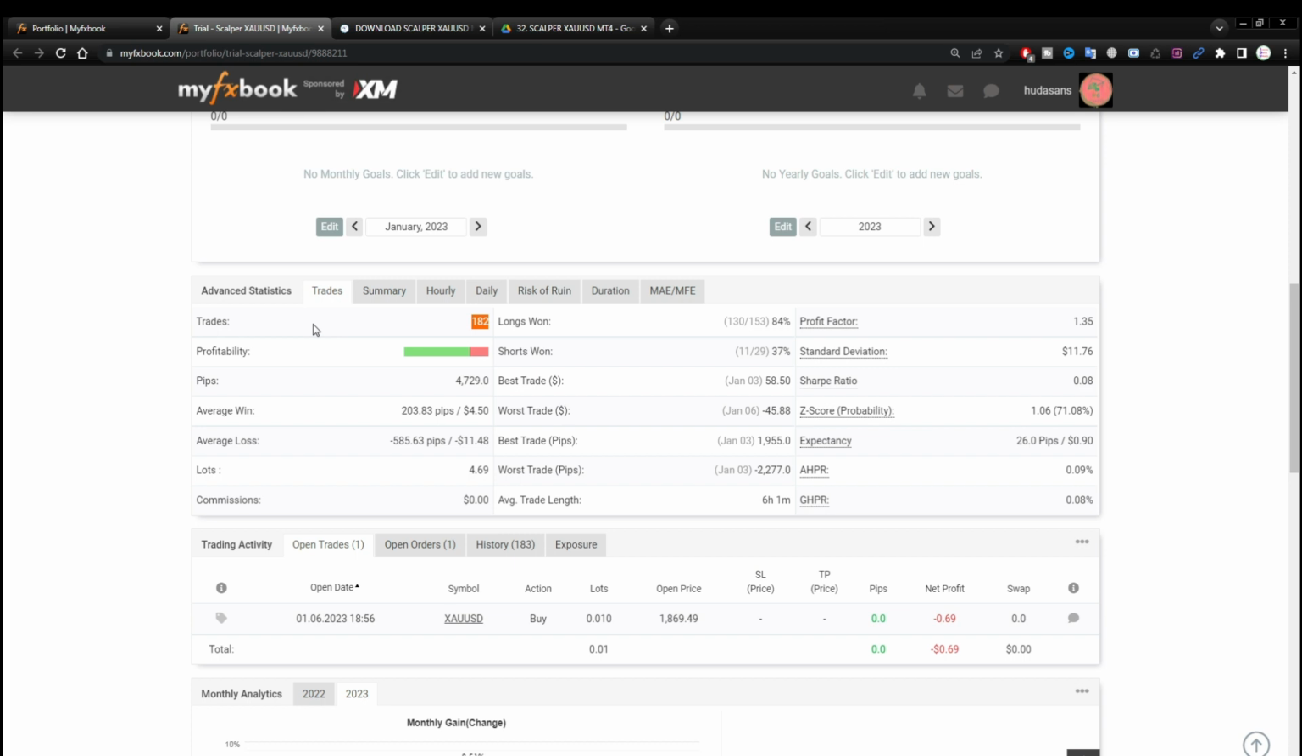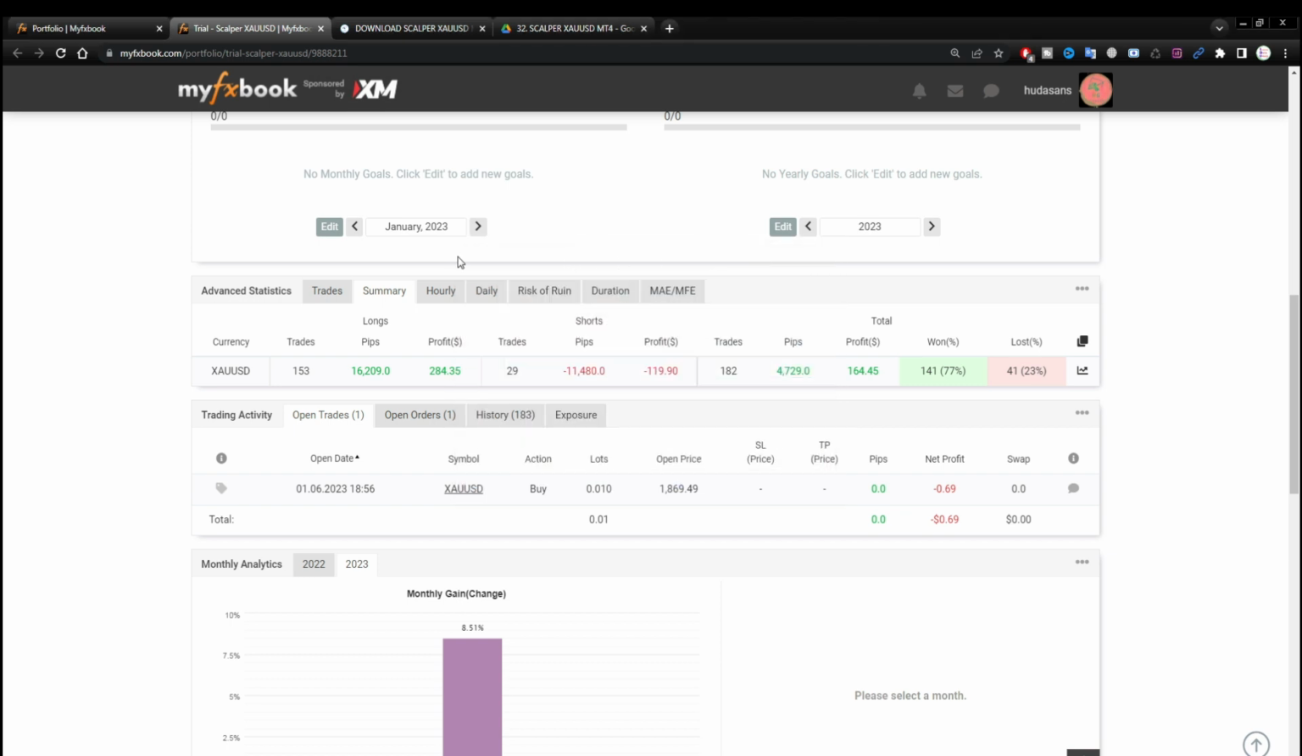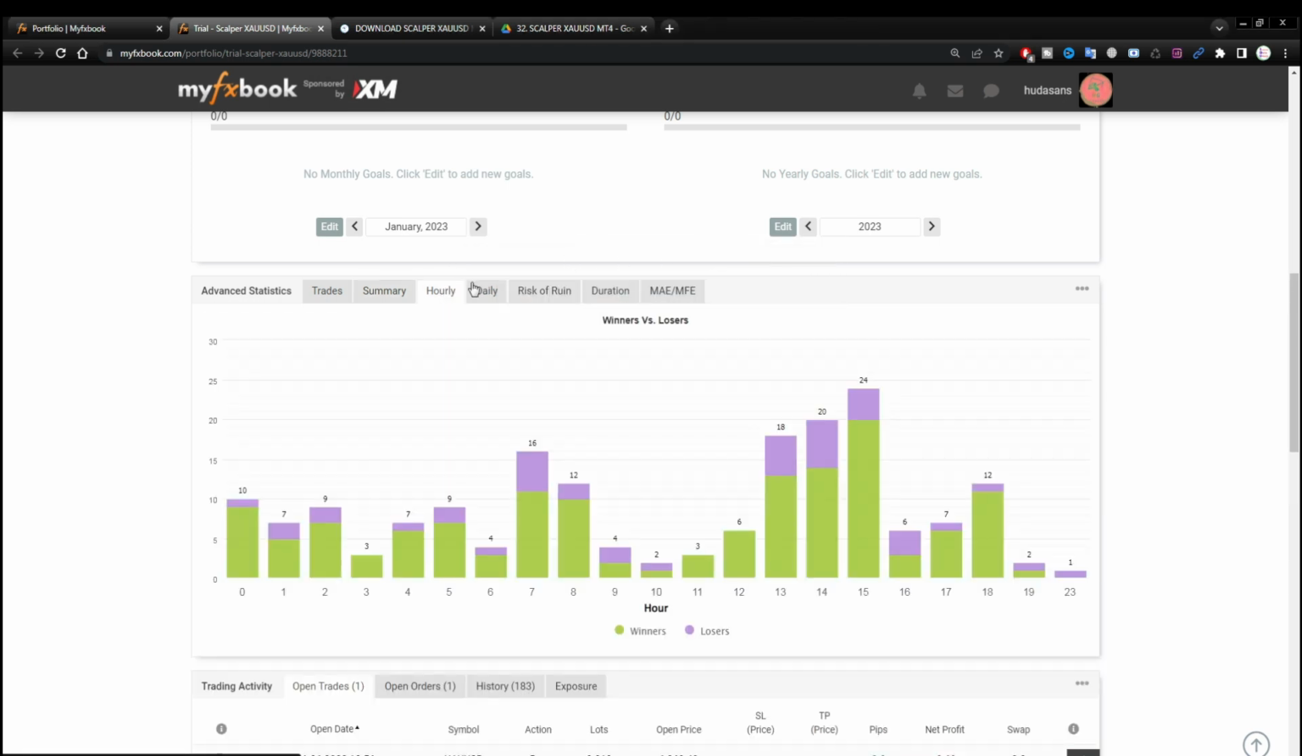Trading history shows as many as 182 transactions, with a profit ratio of 77% and a loss of 23%. For an average profit of $4.50 and an average loss of -$11.48. The profit factor produced is 1.35. This expert advisor runs 24 hours during the market, not Monday to Friday. So you can also pay attention to profit and loss information on an hourly and daily basis.